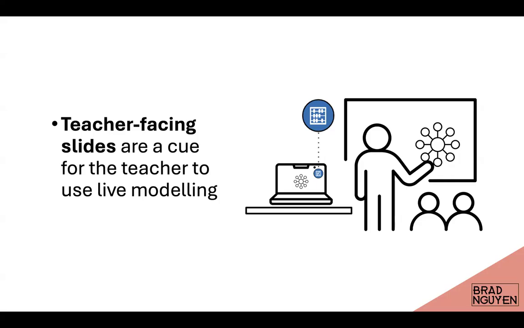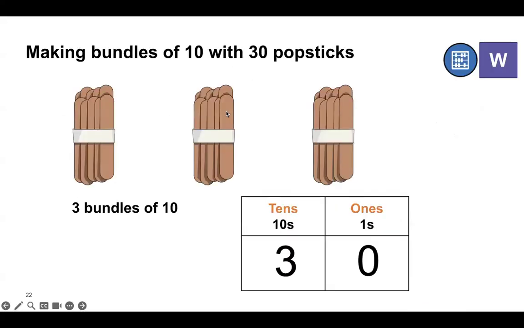Okay. So here's an example from an Ochre slide. We're making bundles of 10 with 30 pop sticks. So how many bundles do we need to make 30? We need 3 bundles. So let's count by 10: 10, 20, 30. And you see there are some great pictures of bundling sticks here.